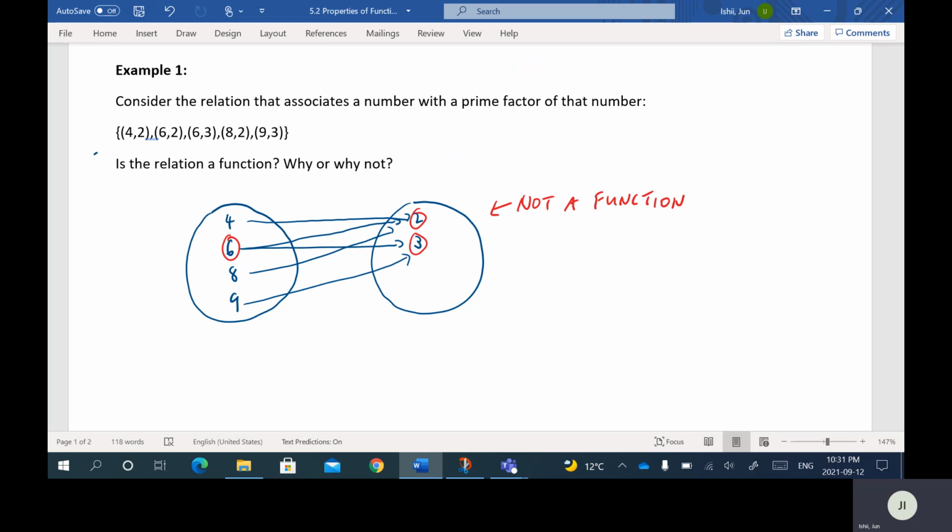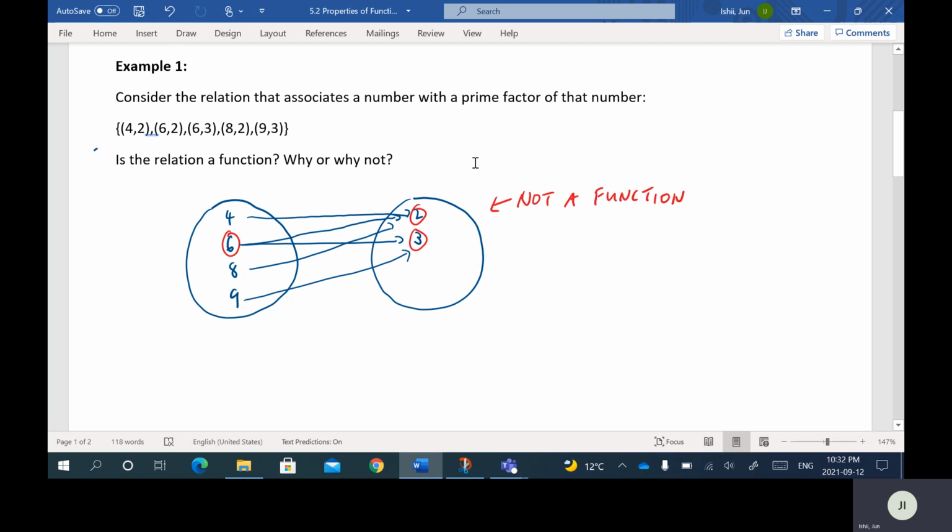But the only spot, the only one of these here, the 6, gets mapped to the 2 and the 3. So if that happens, then this is not a function. You can only map one element in the domain to one element in the range. The 8 is okay, the 9 is okay, the 4 is okay, but it's just the 6. If the 6 gets mapped to 2 different spots, then it's not a function.